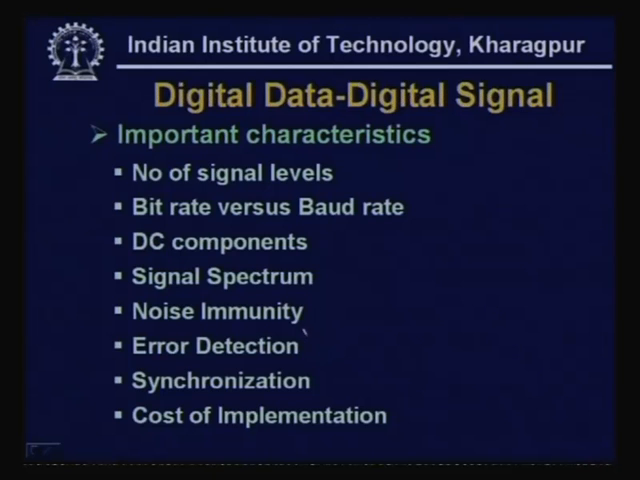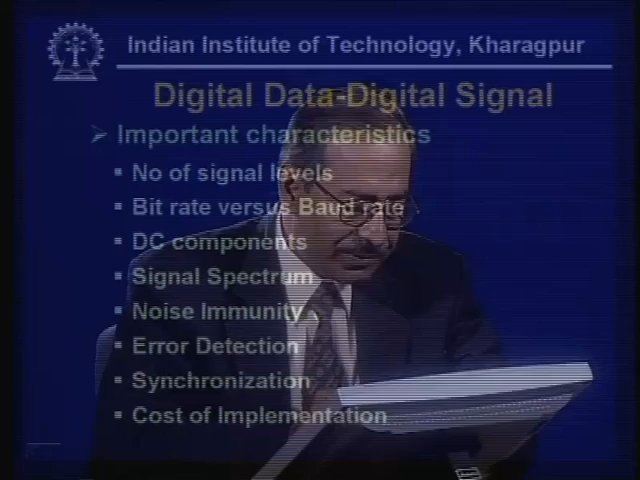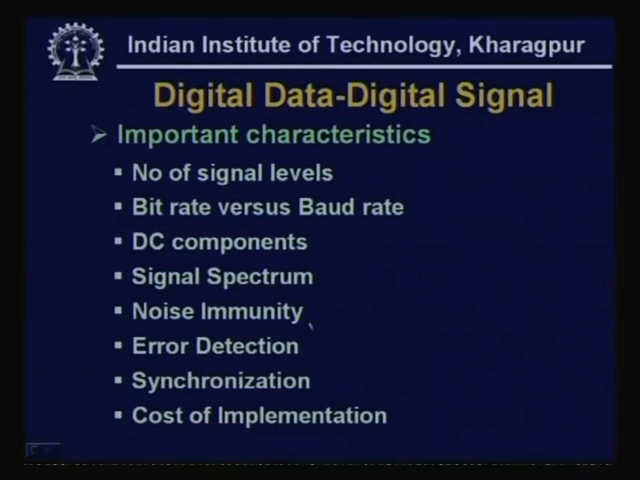Then noise immunity: whether the encoding that we do has higher noise immunity or not. As we have seen, some of the transmission media have inherent noises; we have already discussed this in the transmission impairment lecture. There we have seen that in presence of noise we have to transmit signal, and obviously if the encoding is done such that it has higher noise immunity, it will be beneficial.